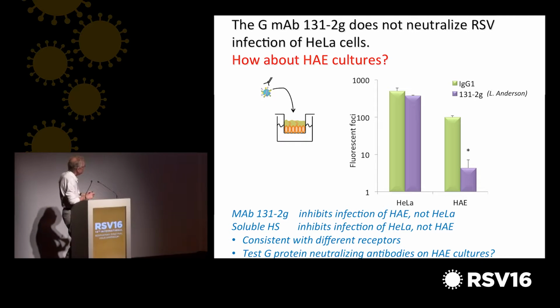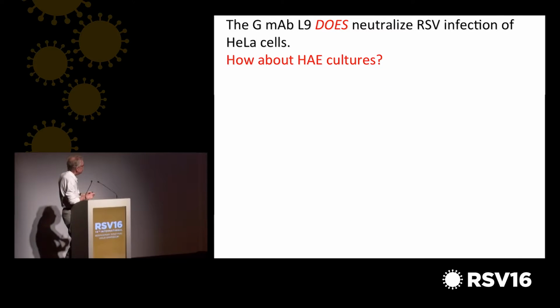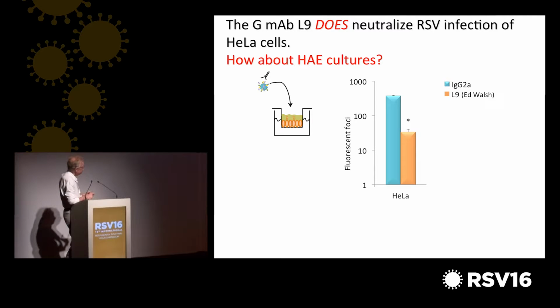So we wanted to test another G-neutralizing antibody. This one was from Ed Walsh. It's called L9. It was actually isolated against the Long strain. We use it here against A2. And it does neutralize in HeLa cells. So we do the same experiment. We do the HeLa cell infection, and it does neutralize by about tenfold. When we do the same thing on HAE cells, it neutralizes 100-fold. So it's much more potent in these HAE cells, these primary cells.